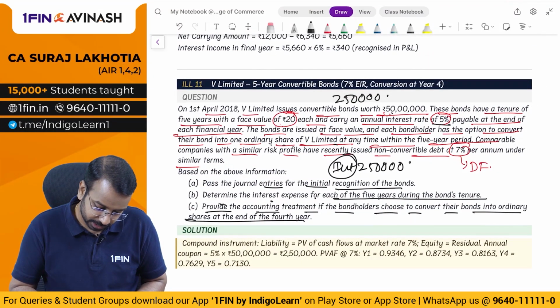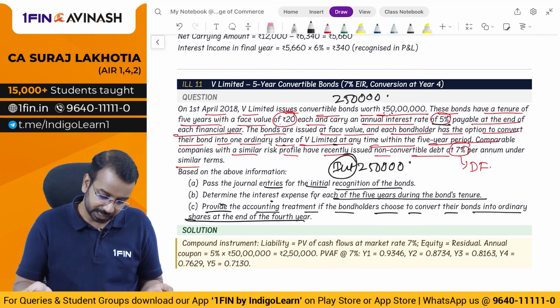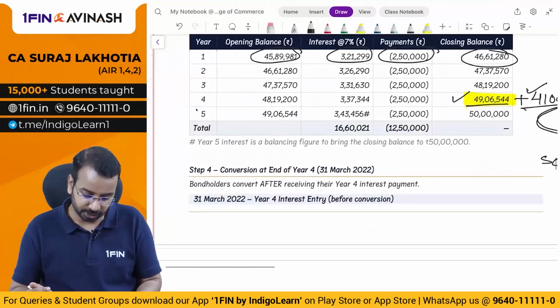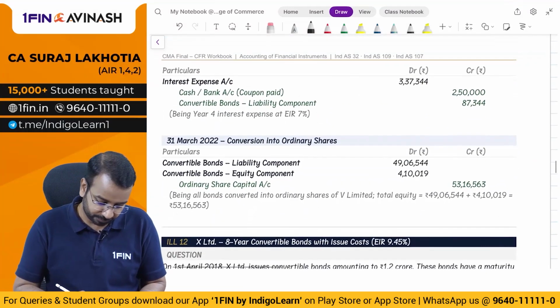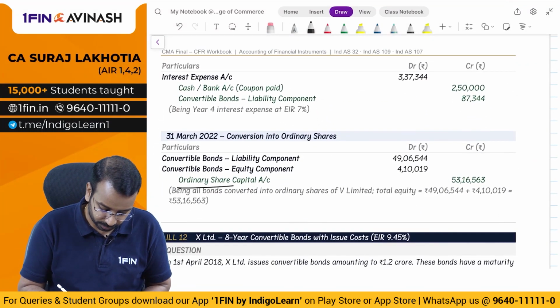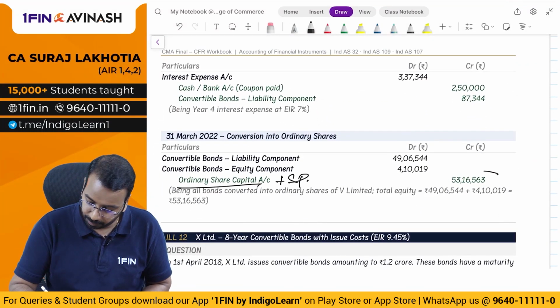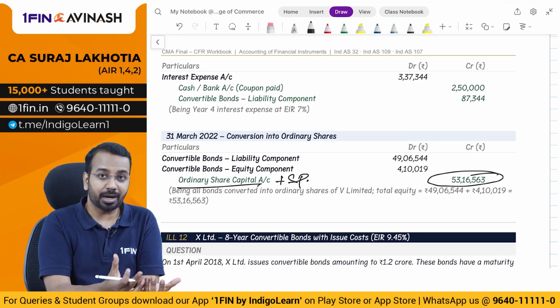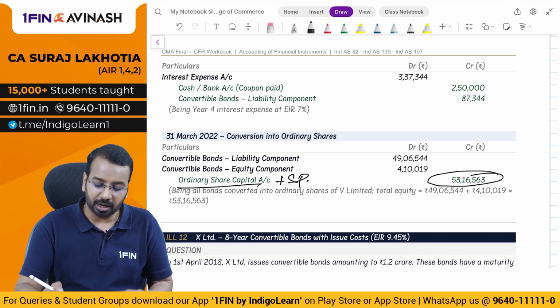1 ordinary shares, okay, they have not said face value. What is the face value? That face value information is not available. So, because the face value information is not available, we will have equity share capital plus security premium 53,16,563. So, we will debit the debenture account and we will also debit the equity account and transfer it to this.